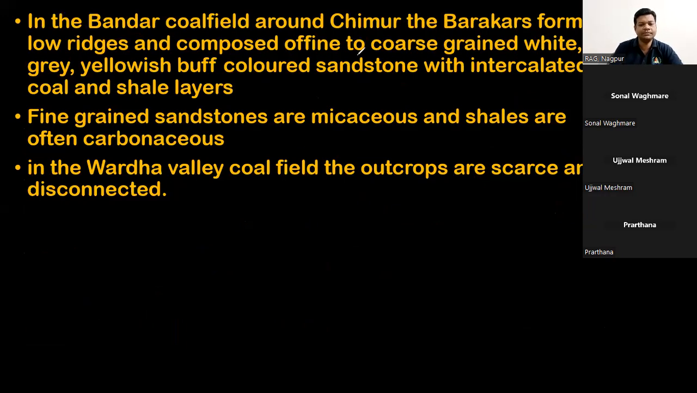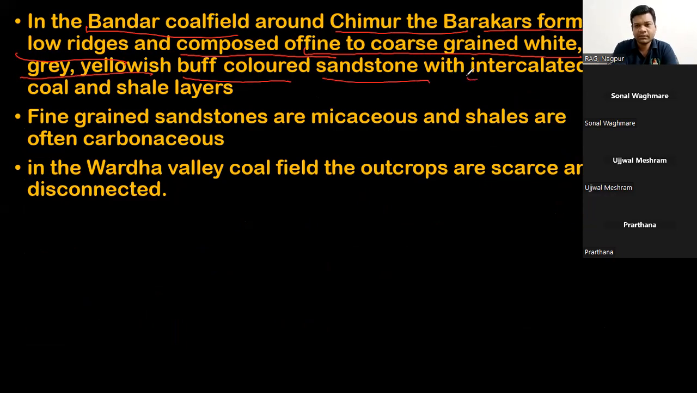Next coalfield. In the Bander coalfield around Chimur, the Barakars form low ridges and are composed of fine to coarse grained, white, gray, yellowish buff colored sandstone with intercalated coal and shale layers.